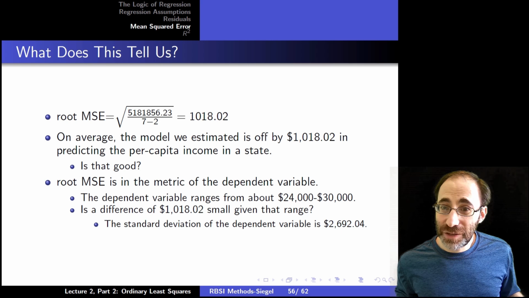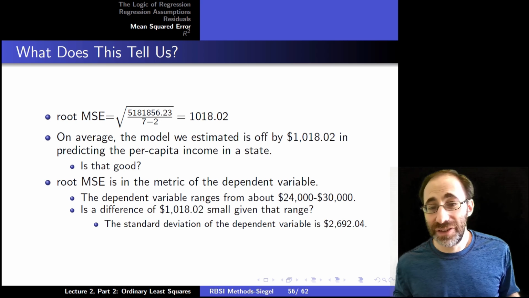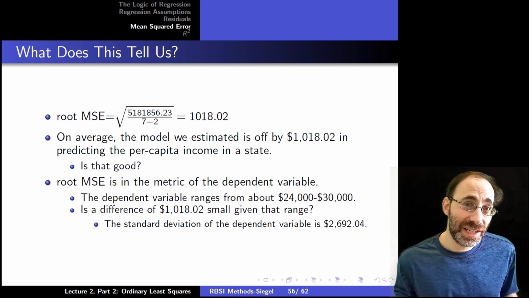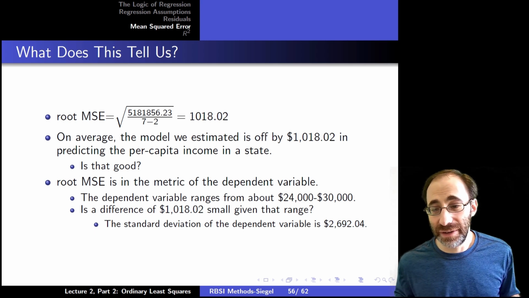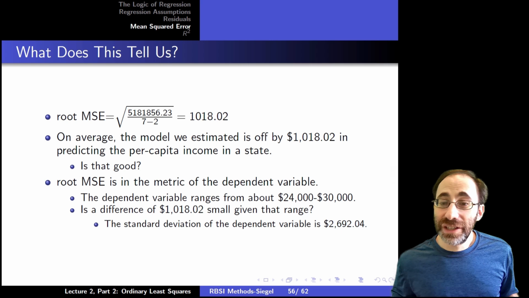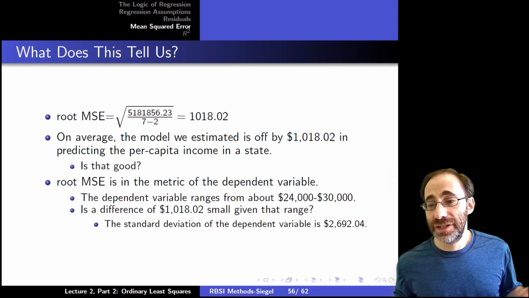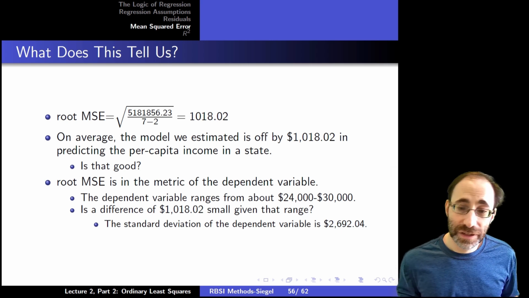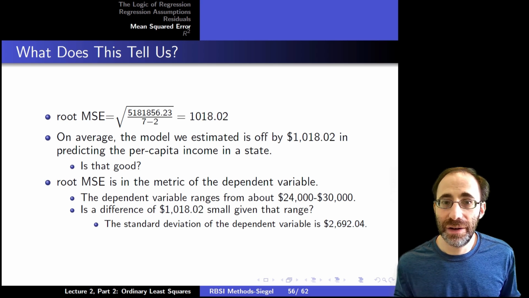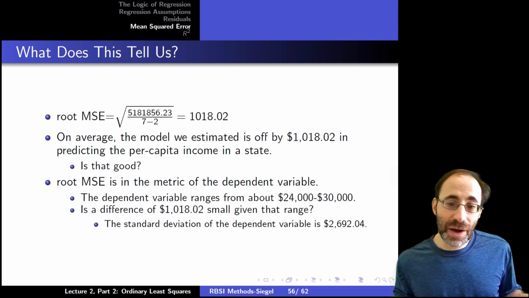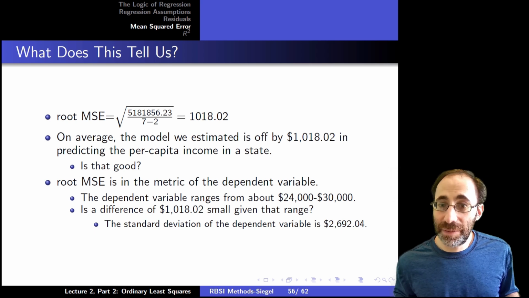The dependent variable in our case ranges between 24,000 and 30,000. So the question is, is that difference of 1,000 in error small given the range that it's in? The standard deviation in our dependent variable is 2,700 or so. So we actually have an error below the standard deviation in our data. So I would say we're doing a decent job of predicting, right?